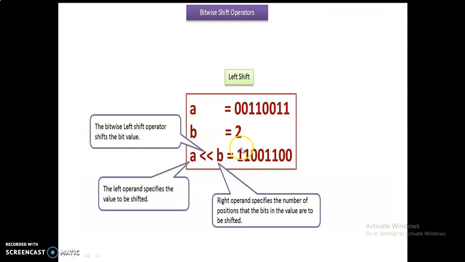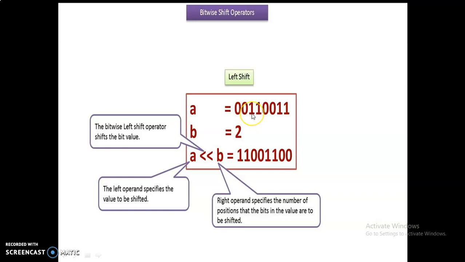This is again an example of the left shift. I give the binary value 00110011. The number of bits shifted here is 2, and the right operand specifies the number of bits to be shifted, which is 2 here. The leftmost 2 bits in the example are 0 and 0, so you discard these two zeros, and this will be empty.